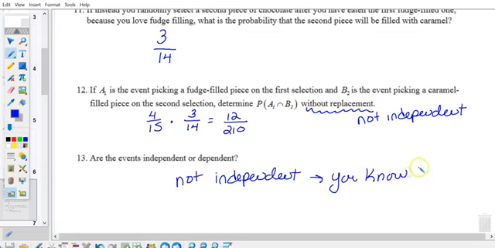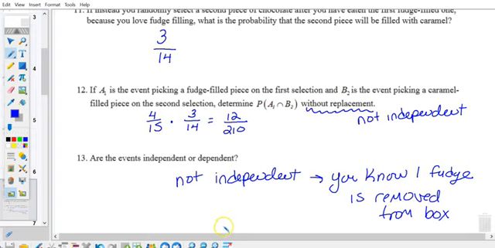One fudge is removed from the box. So if I wanted to put this into letters, this is the probability of A1. This is the probability of B2, given that A1 occurred, because you took out that fudge.